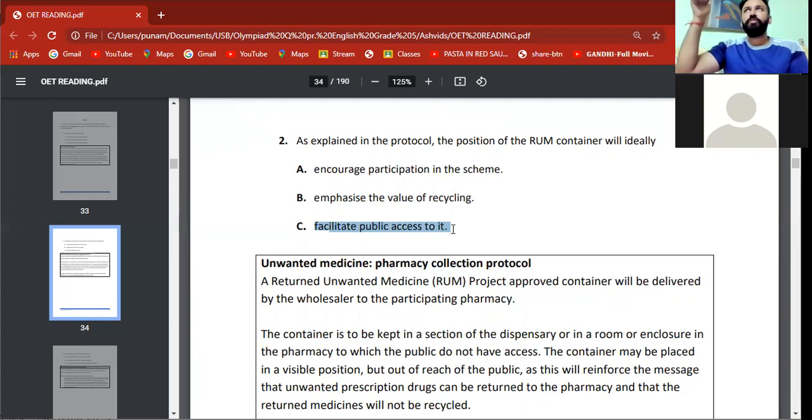Encourage participation, recycling, public access. So at that time you just have to focus and keep it in your mind, even if you don't read it. I mean, you have it in front of you, you can read it, but just carry it in your mind when you're reading, keep it on the side, within the range of your concentration. So encourage participation, recycling, public access. Okay, that's set in my mind. Now let me go and read the paragraph.